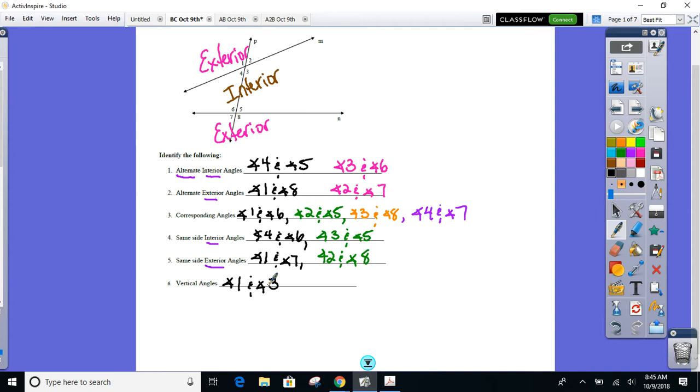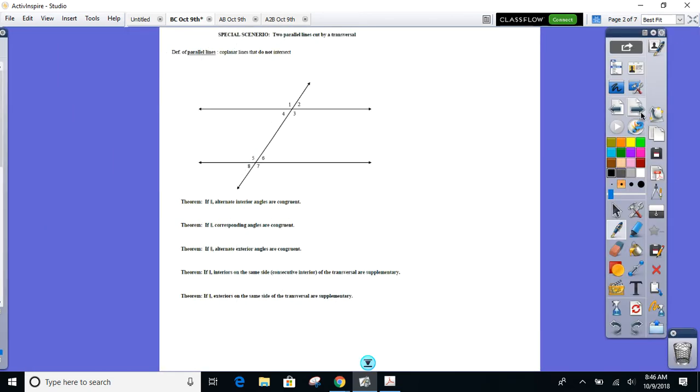Now, once these two lines become parallel, something magical happens to all these types of angles. Okay? Something magical happens, but not until the lines are parallel. I got to drive this home. I know nothing about angle 4 and 5 right now. In this diagram, I know nothing about them, 4 and 5. I know nothing about 3 and 6. I know nothing about 4 and 6. Nothing. Until M and N become parallel to each other. Now I know a lot.